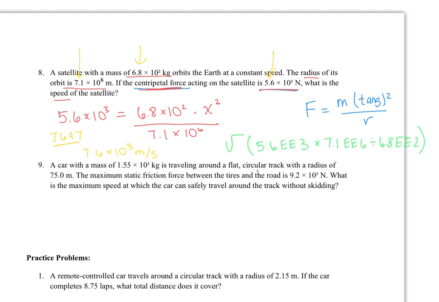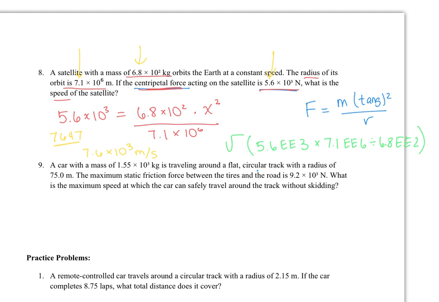A car with a mass of 1.55 times 10 to the third kilograms is traveling around a circular track with a radius of 75 meters. The maximum friction, remember friction is a force, right? The maximum friction the road can sustain is 9.2 times 10 to the third. What's the speed at which it can safely travel?